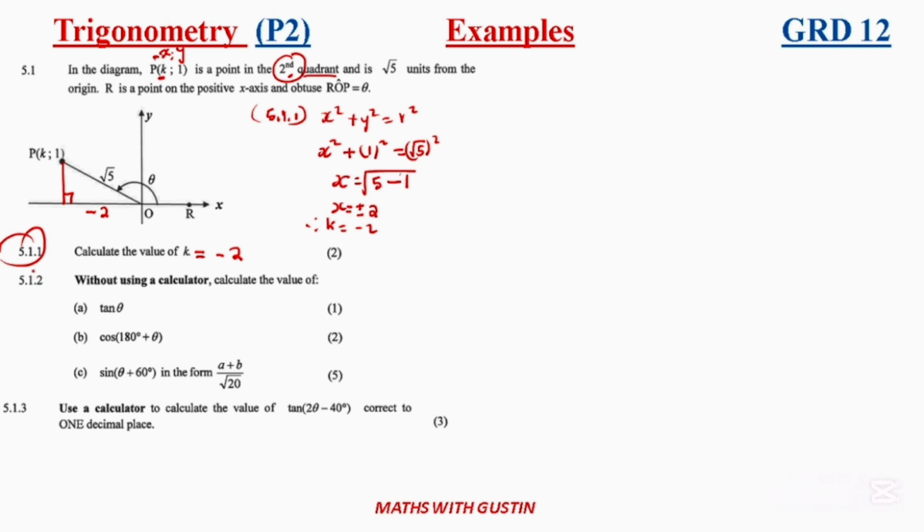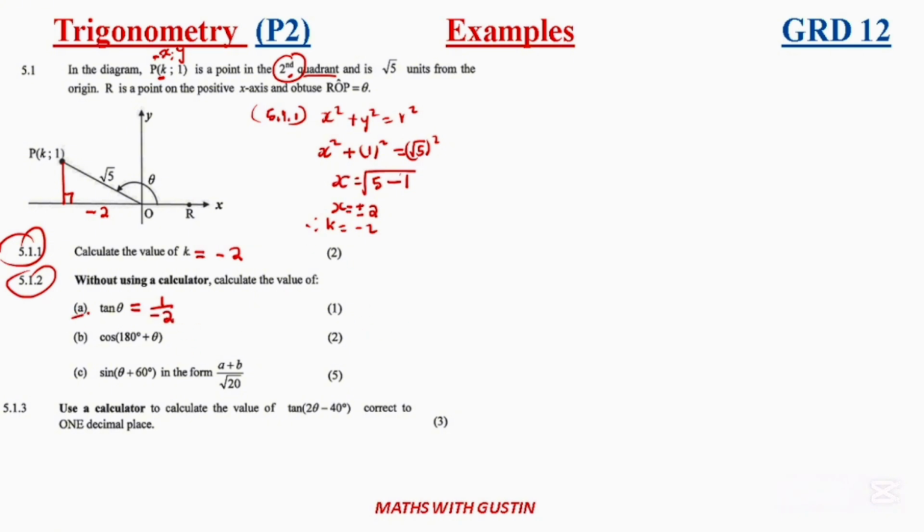Great stuff. So let's go to 5.1.2. Without the use of a calculator, calculate the following. They want us to calculate tan theta. For those of you who always forget, please watch other examples or use SOHCAHTOA. Tan theta is opposite over adjacent, which in this case is 1 over negative 2, which gives us negative a half.